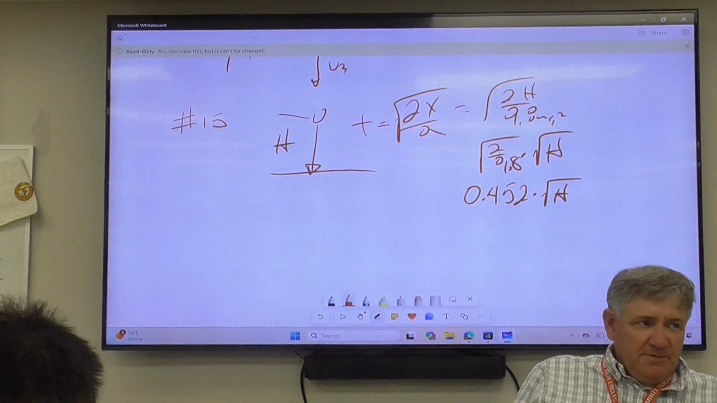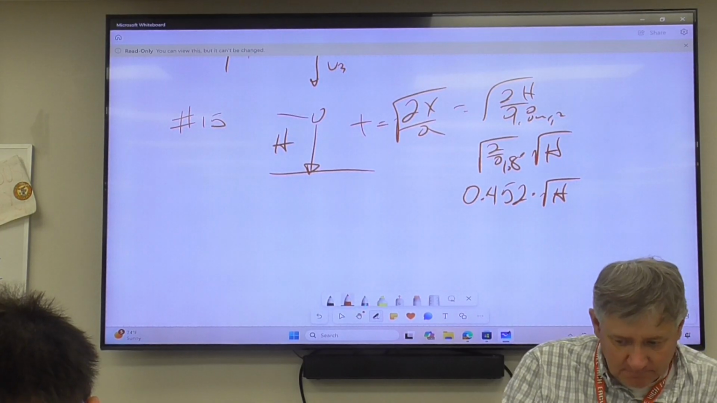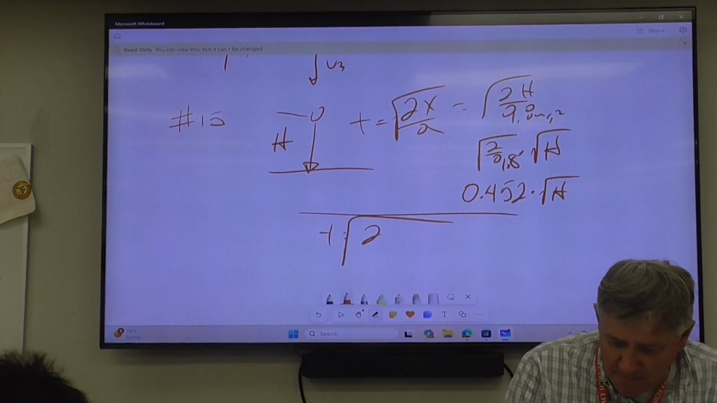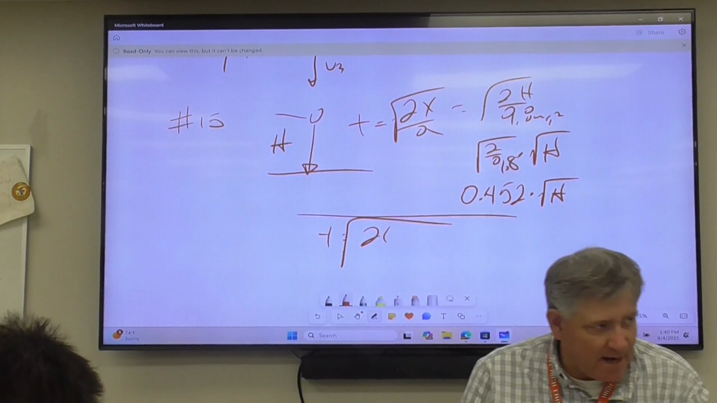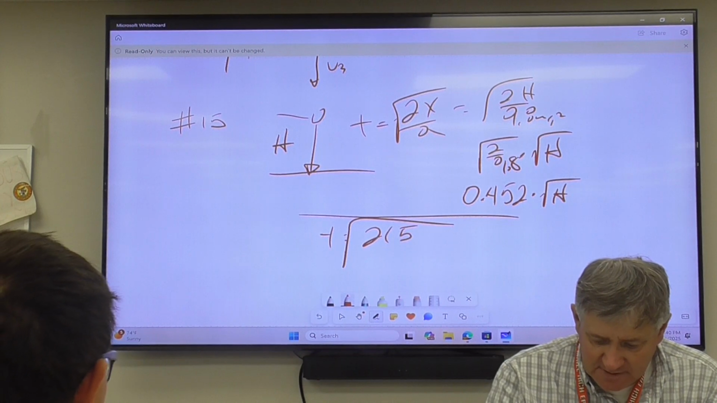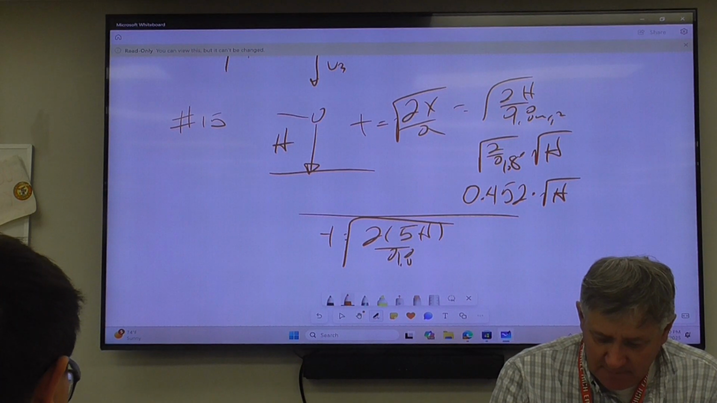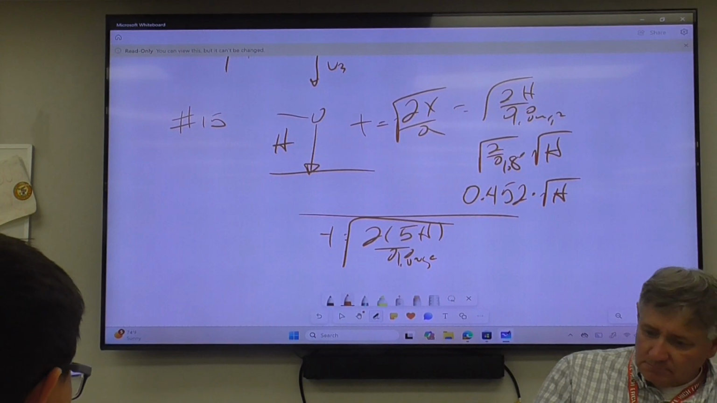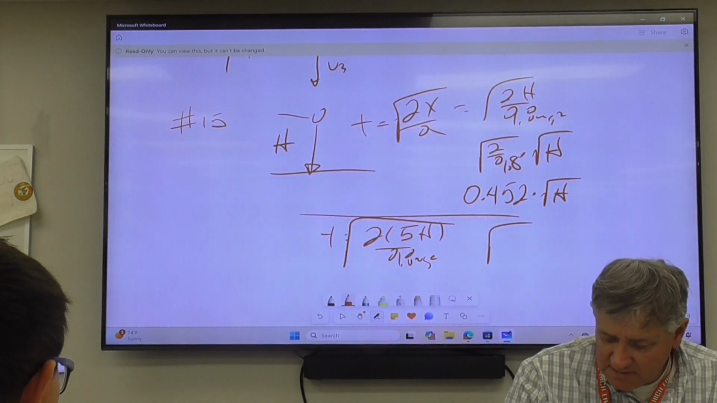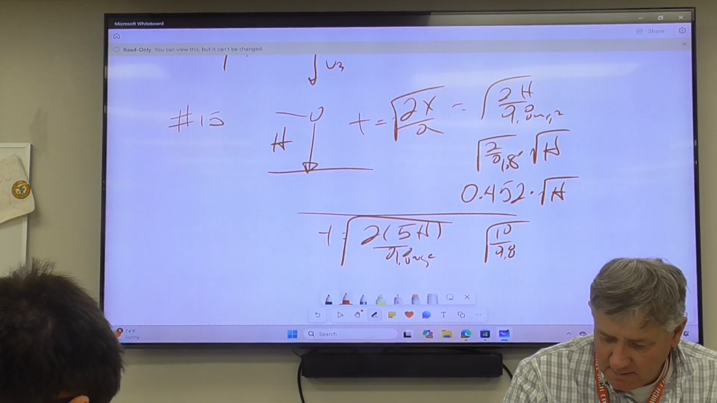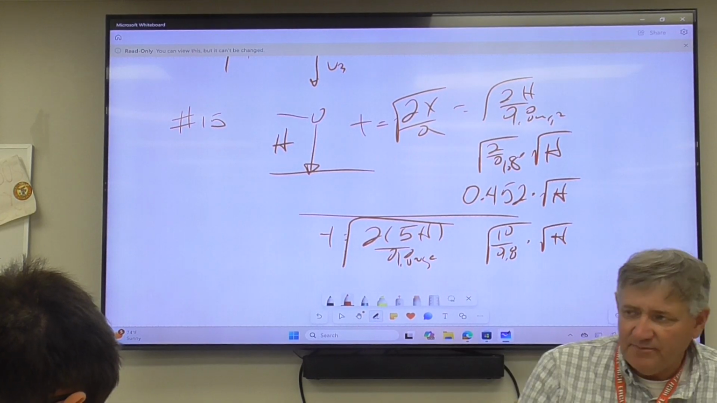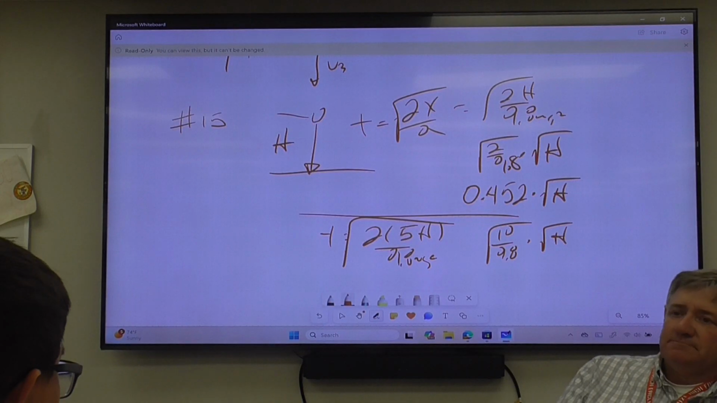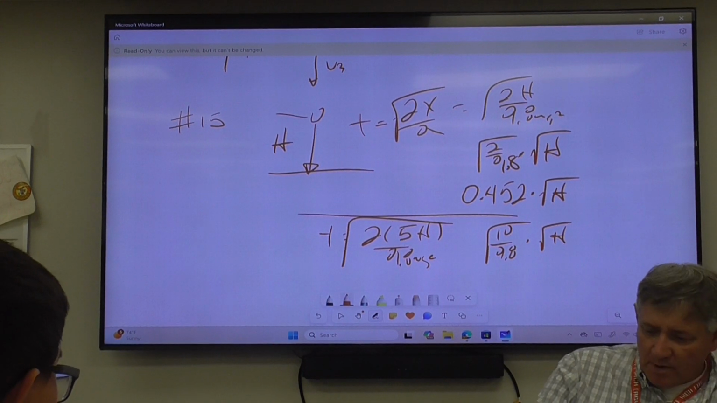So now the next one is going to be 5h, right? So we're going to have time equals the square root of 2, but instead of x, what are we going to have? 5h over 9.8 meters per second squared. Well, what's 2 times 5? 10. So can I write that as the square root of 10 over 9.8 times the square root of h? Is that cool? Of course. Could I get that number? 1.01.